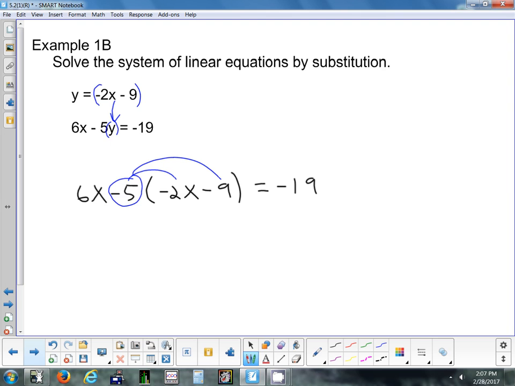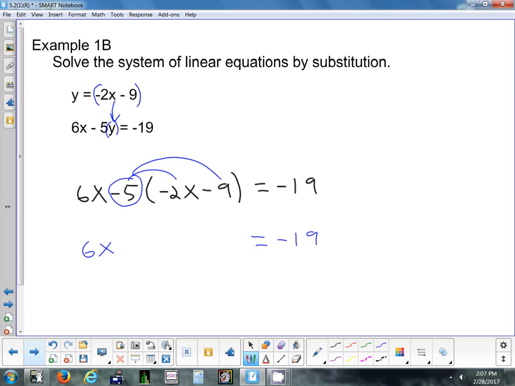So that -19, is that affected by the distributive? No. Okay. So I'm going to write that down. And I can write that down. Those aren't going to change. Now we have to do our distributive.